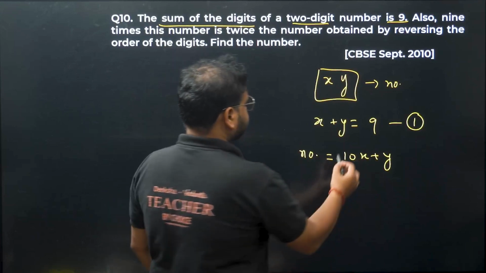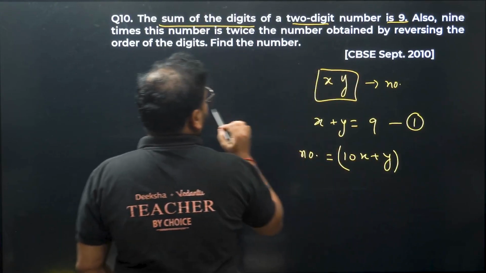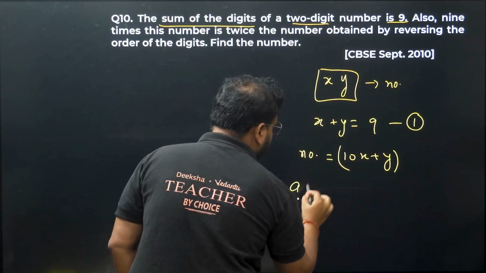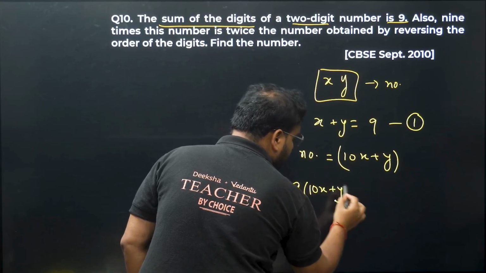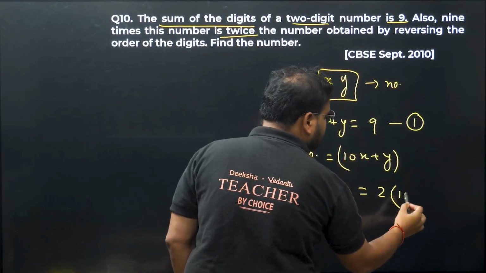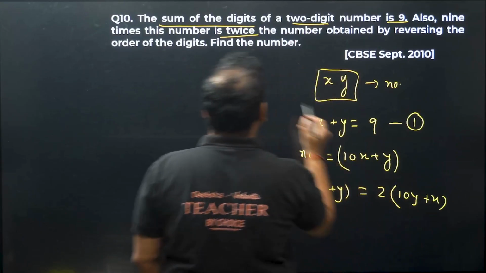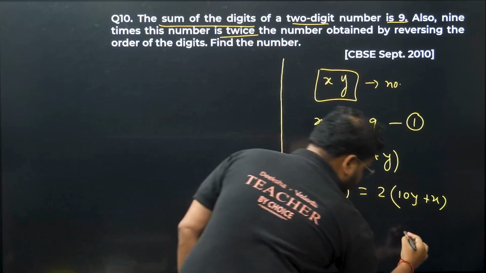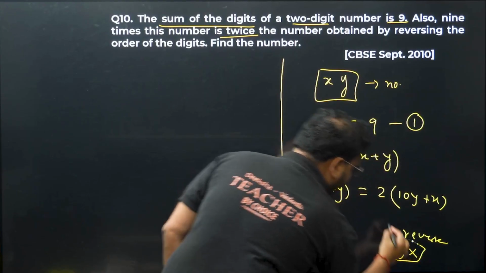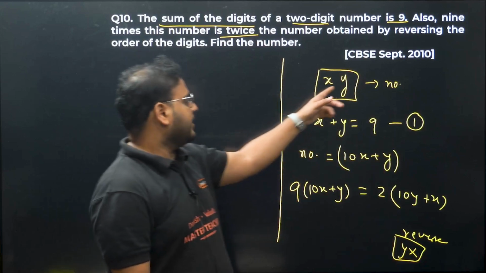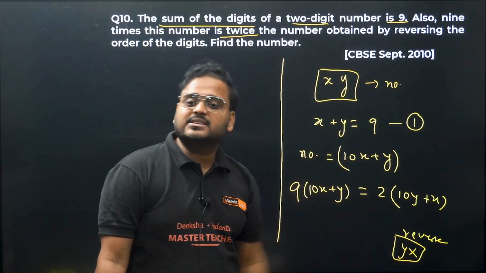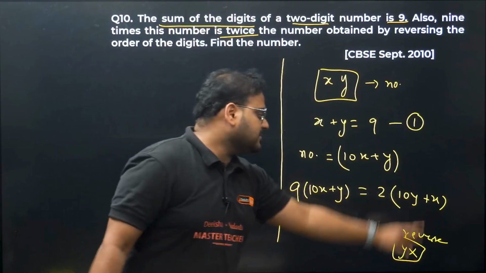They're saying that 9 times the number is twice the number obtained by reversing the digits. Means basically 9 times the number is equal to 2 times the number obtained by reversing, which means 10y plus x. Reversing means what? If you reverse, it will become yx, right? Please check. Here we had xy. X was in the tens place, y was in the ones place. Right now it is going to be y in the tens place and x in the ones place. Okay. So 10y plus x.